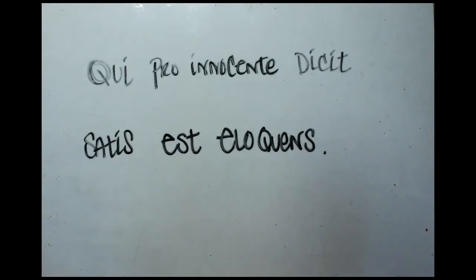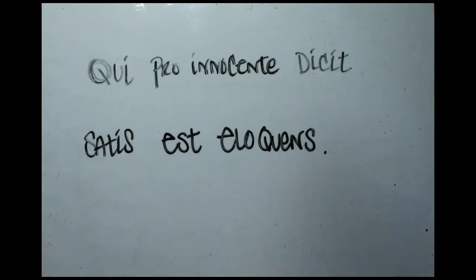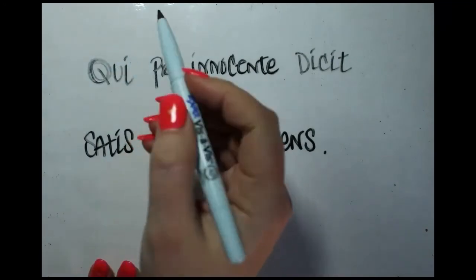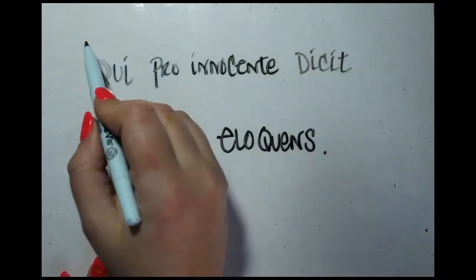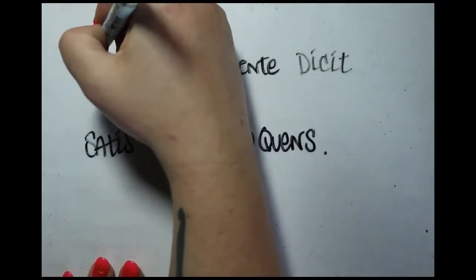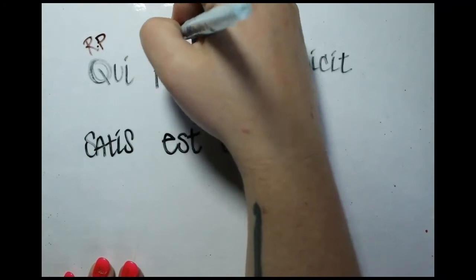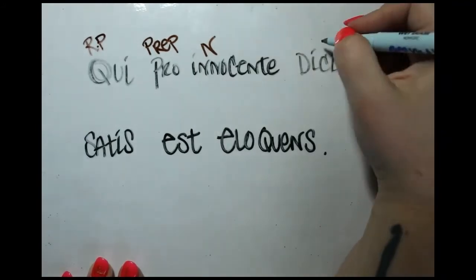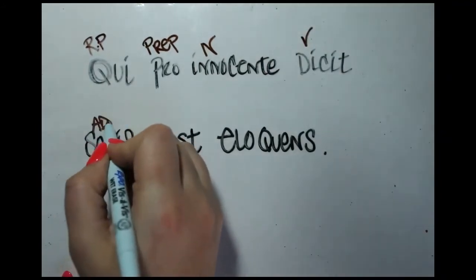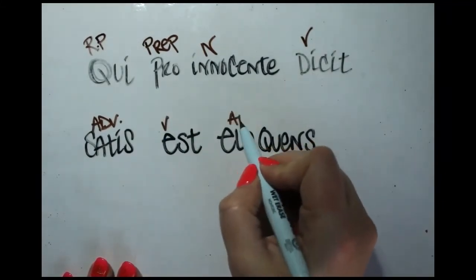Alrighty. So what do we have here? Let's look at our parts of speech, shall we? Let me find a pen here. Okay, so qui. Since we don't have a question mark here, we have a period, which means we have a statement. This is a pronoun, a relative pronoun. Pro here is a preposition. Innocente is a noun. Dicit is a verb. Satis is an adverb. Est is a verb. Eloquens is an adjective.